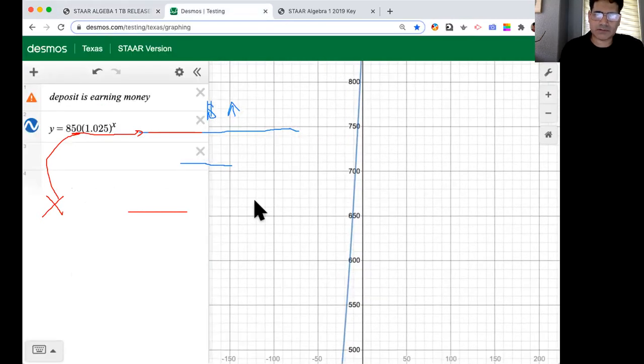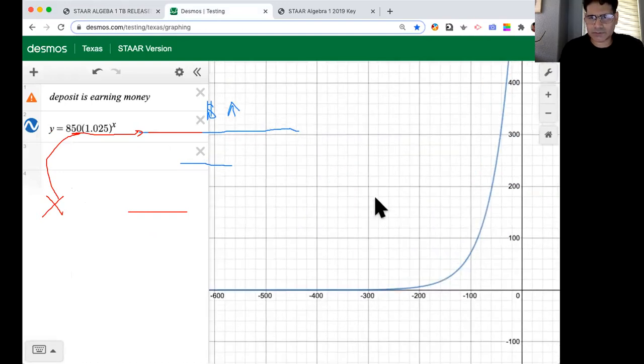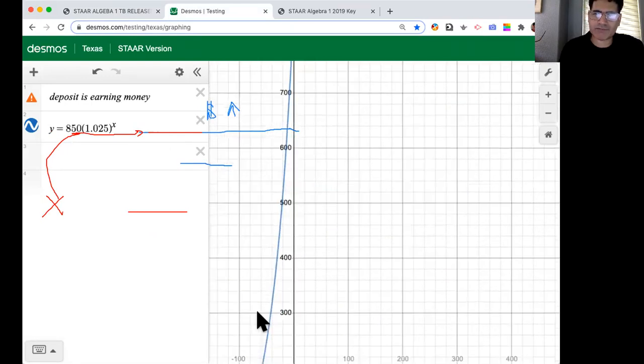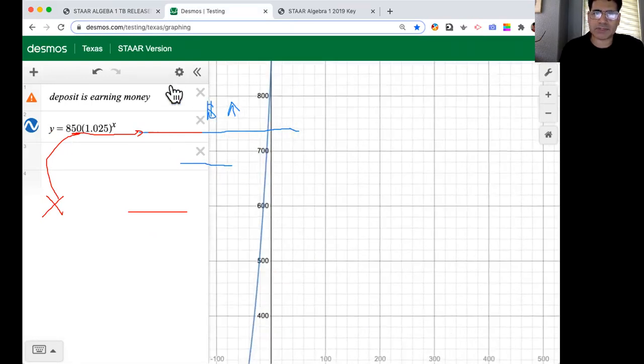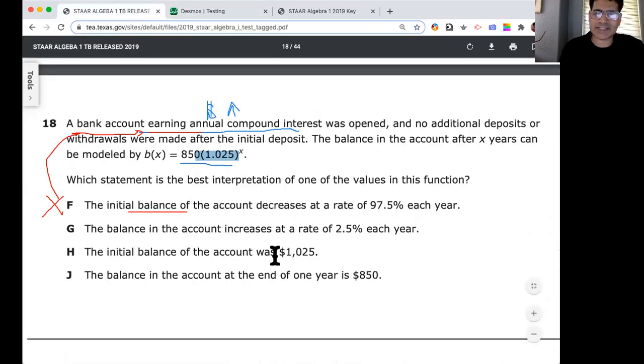All right. Okay. But somebody who's just looking at this might also say, you know, these numbers are going in the other direction. So I'm not sure the graph really helps you in this instance. I'm not sure that Desmos is very helpful. But let's continue on and take a look at the next statement. The balance in the account increases, okay? It increases at a rate of 2.5% a year. Where do we get that 2.5%?